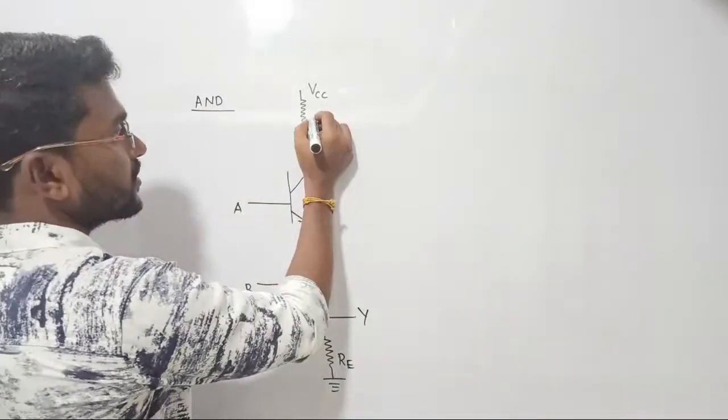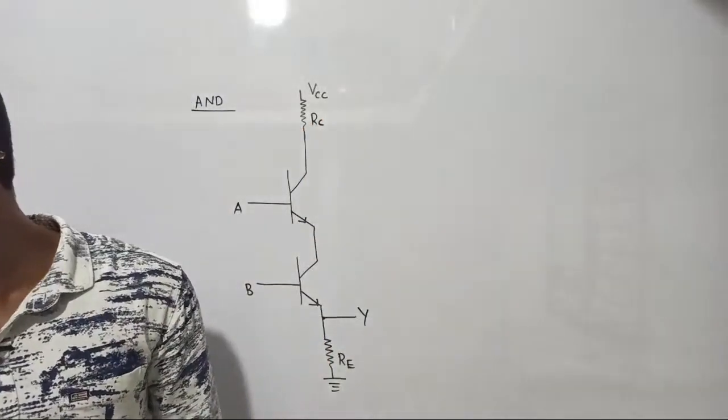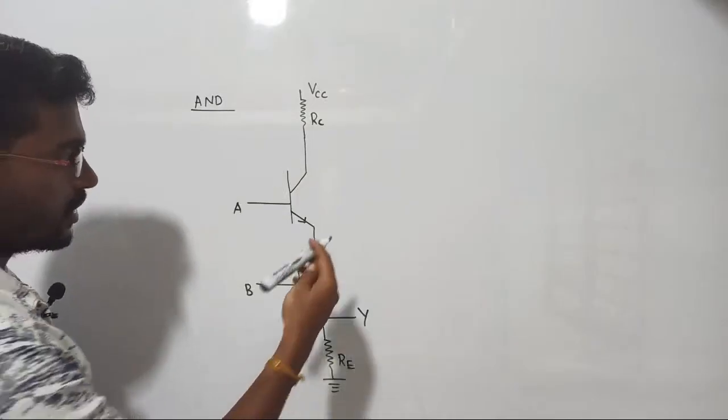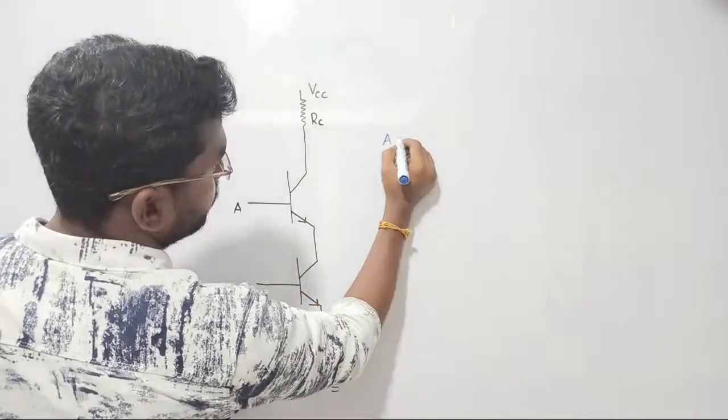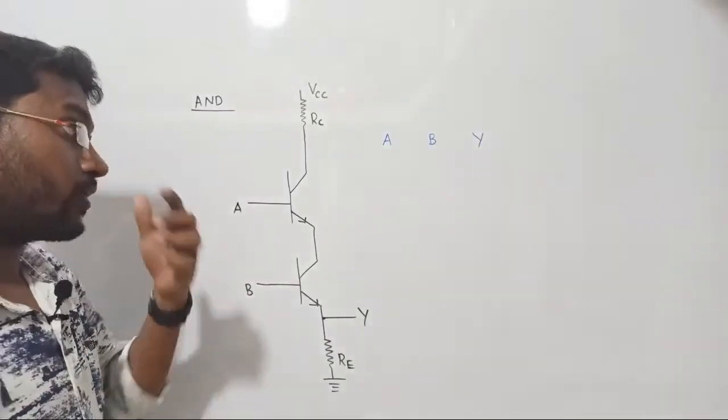Now of course this is going to be collector resistance RC, right? Now what I have to do is develop the equivalent circuit. So let us develop the equivalent circuit. A, B, output is going to be Y, right? So let us perform the operation.